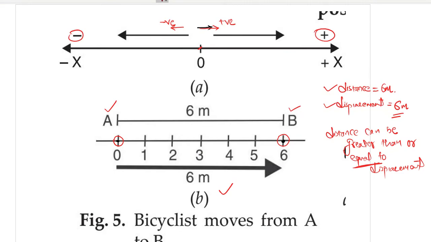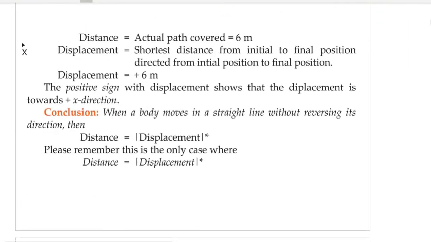So in this particular example, we can see that distance is equal to displacement. Both are 6 meter. The total length of the path covered by the bicyclist is also 6 meter, and the shortest distance between the 2 points between which the bicycle moves is also 6 meter. So this is the example.